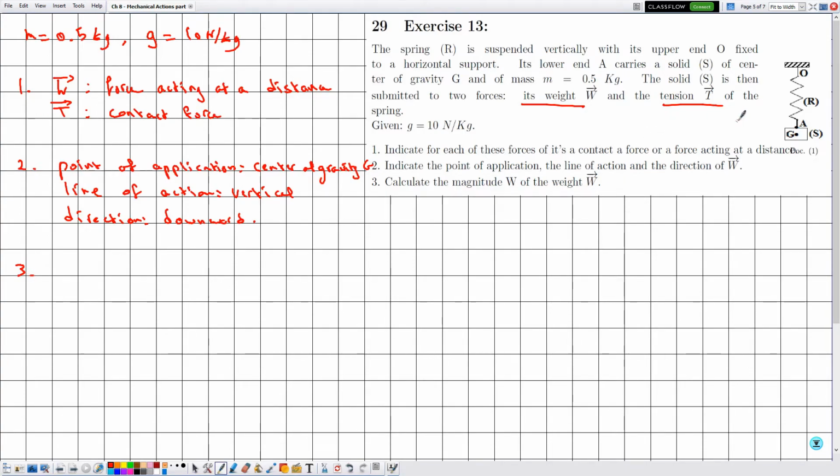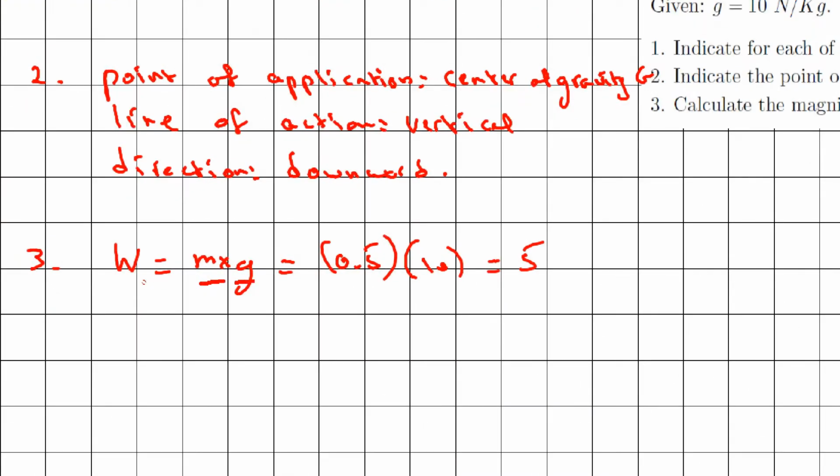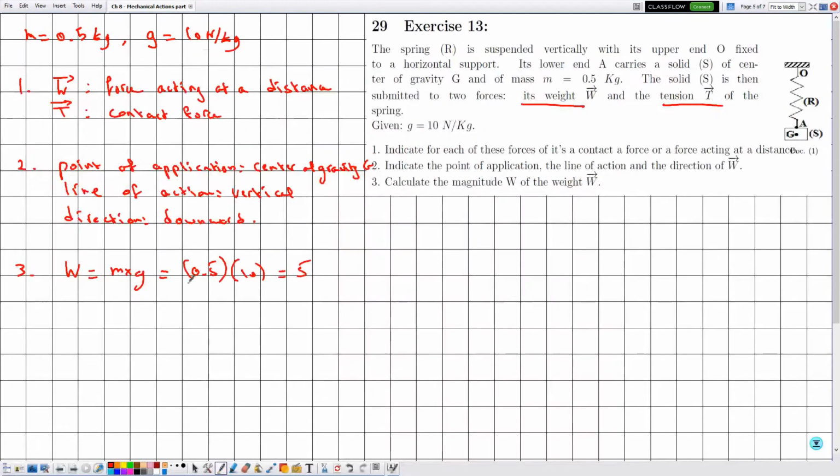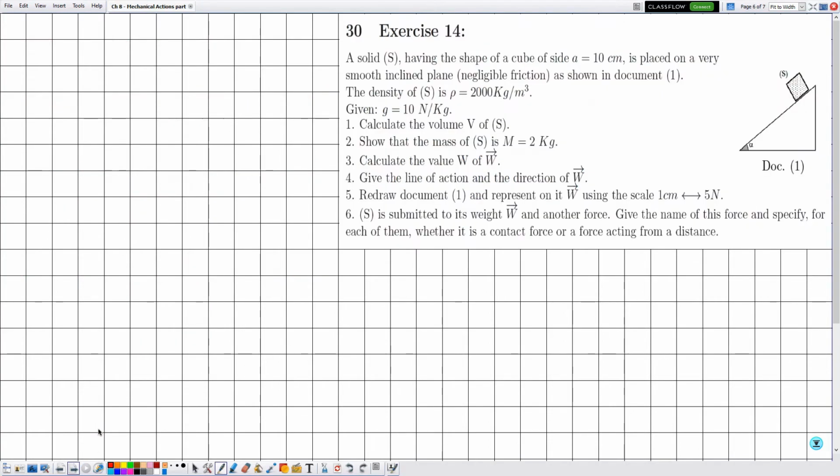Now in number 3, they are telling me to calculate the magnitude W of the weight W. Because we have the mass and we have g, W can be directly determined from m multiplied by g, which is 0.5 multiplied by 10, which is equal to 5. Since m and g are expressed in the SI, the value of W will be in the SI, which is in newtons. Then this is it for this exercise. Moving to the next exercise, which is exercise number 14.